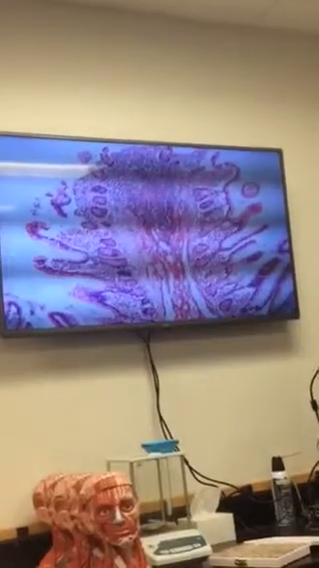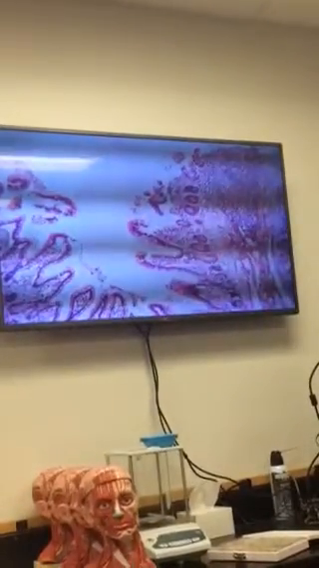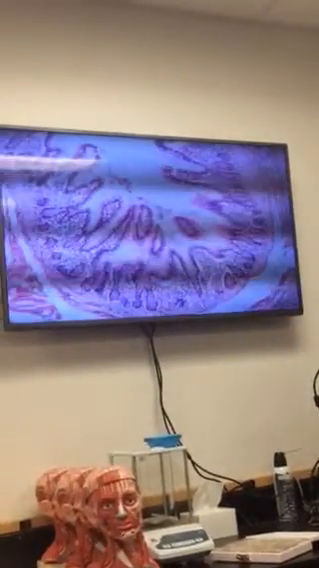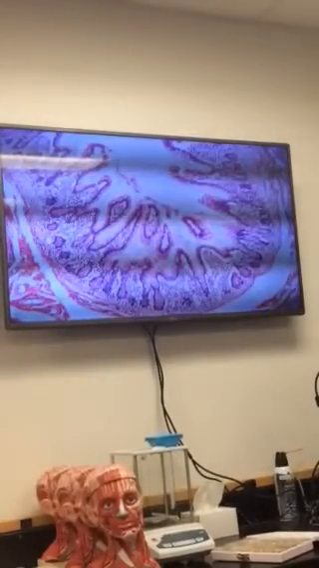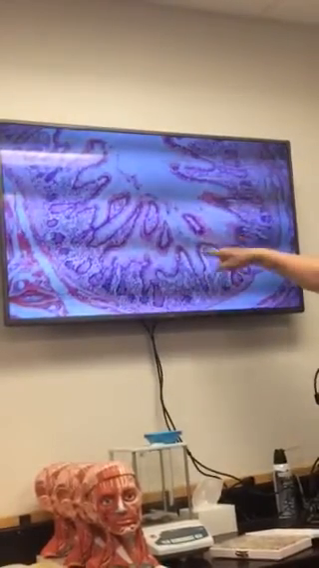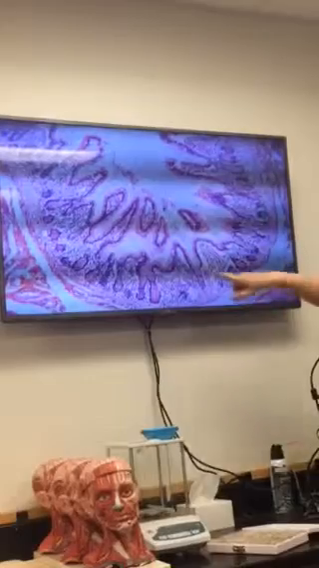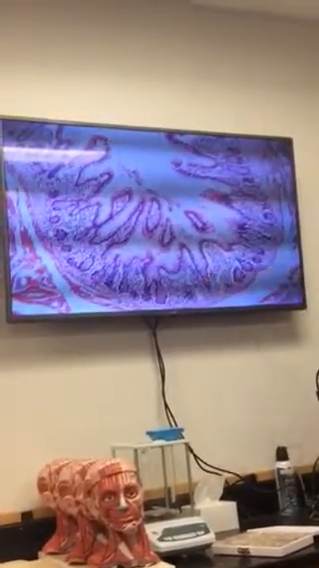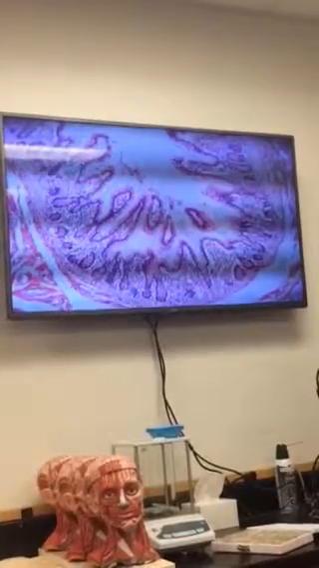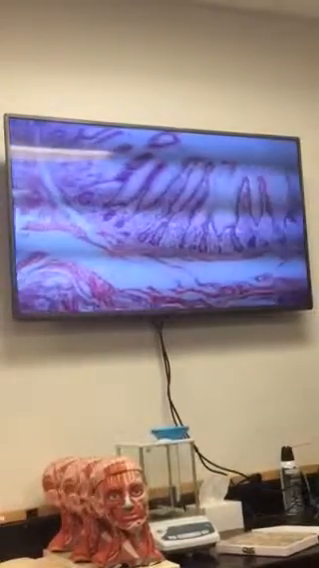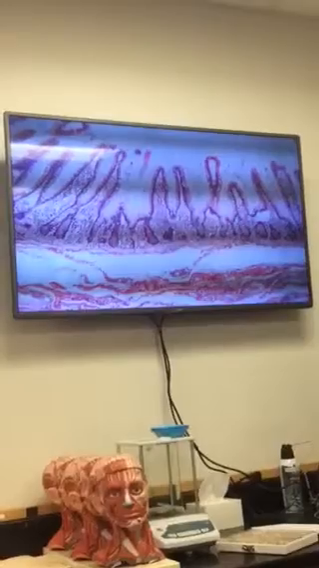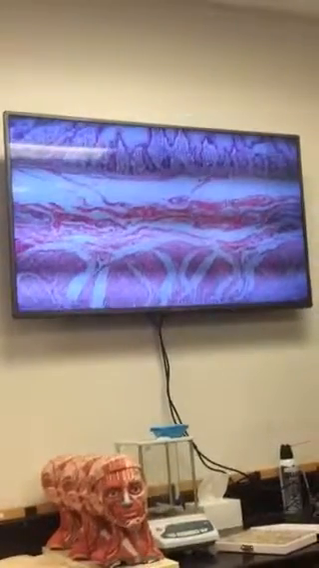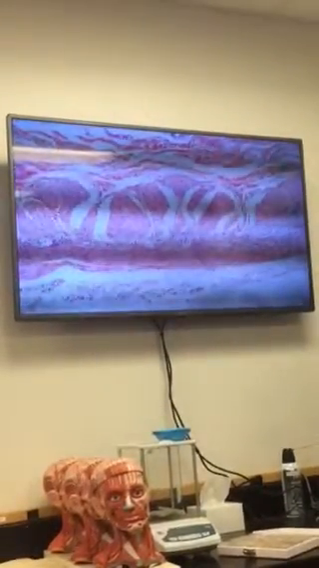Okay. And then what kind of epithelium would basically line the inside of the small intestine? Simple columnar? Yeah, it's a simple columnar. You can see the goblet cells there. Nice goblet cells. So you got the villi, submucosa here, and then the muscularis externa.